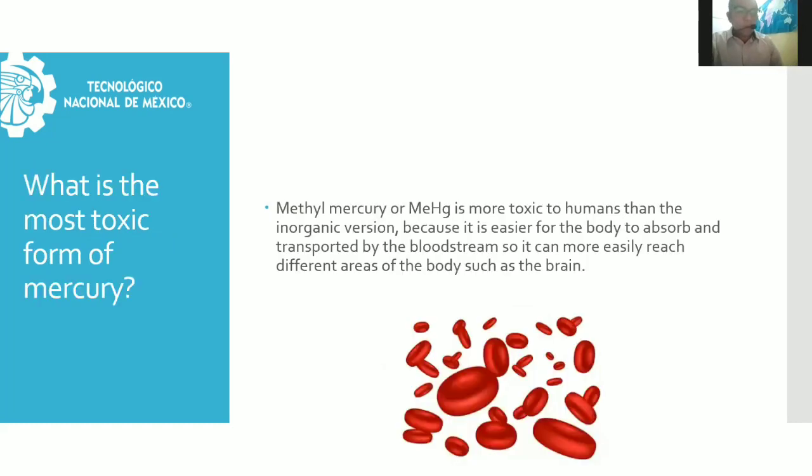What is the most toxic form of mercury? In short, this element in its methyl form is easier to absorb by the body, which makes it more dangerous, since it will cause different parts of the body to be affected due to the ease of transport it has in the bloodstream.